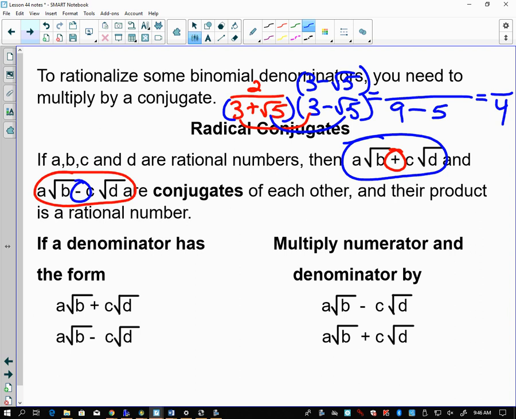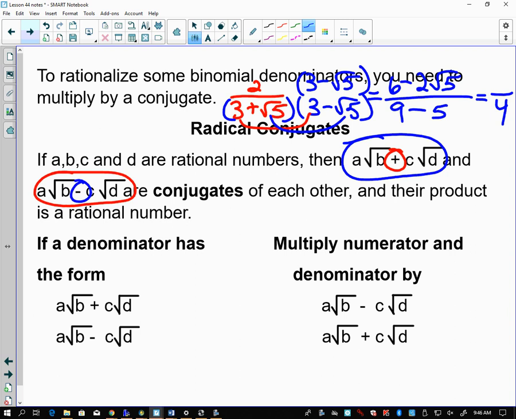Now in the top, I'm going to distribute the 2. So in the top, I'm going to get 6 minus 2 radical 5, right? And so in the end, what I would do with this is I would simplify those fractions. So 6 divided by 4, that's going to give me 3 halves, and 2 divided by 4 is going to give me 1 half, right? And I would simplify that on down. Does that make sense? So do we understand how conjugates work?